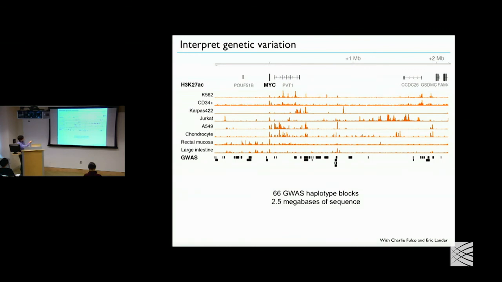Again, looking at the MYC locus, we had initially mapped the enhancers in K562 cells, which is an erythroid cell line. And again, here across 7 other cell lines, the enhancer landscape varies dramatically. And again, this is across a 3 megabase region.